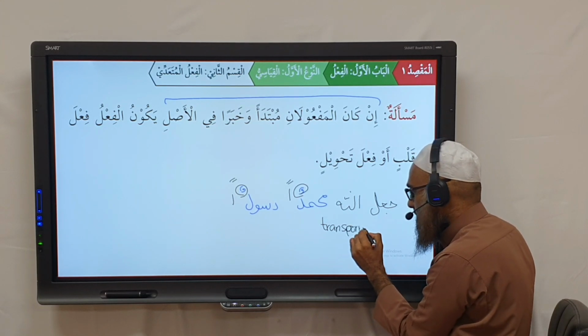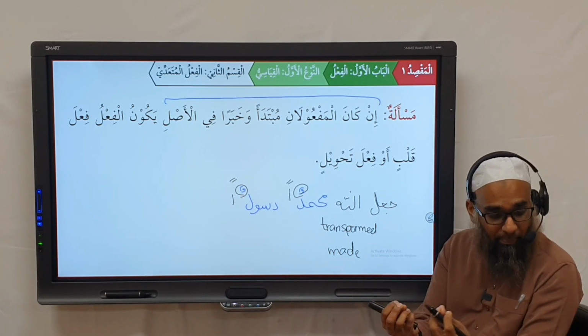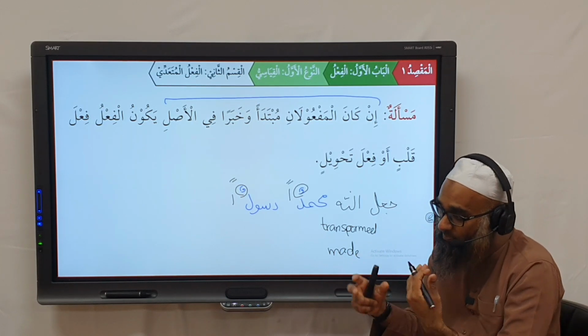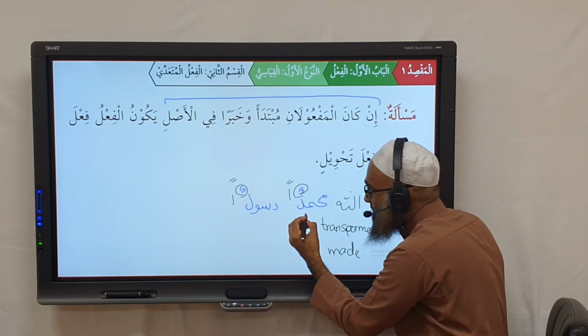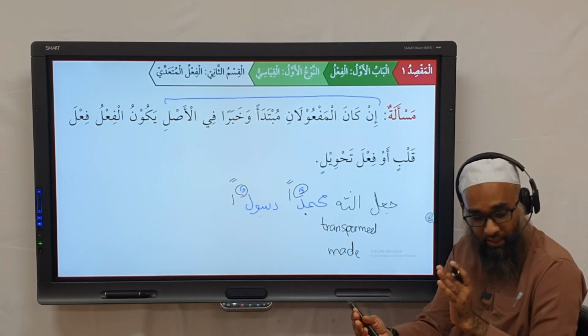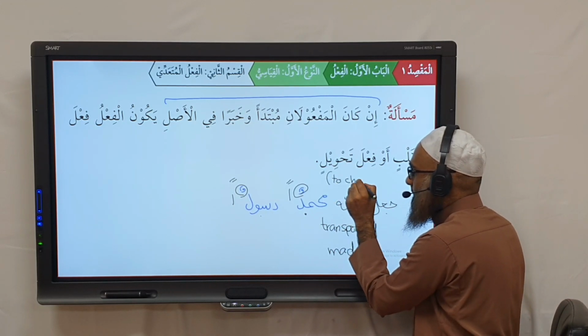Transformed. You can even say made, but here it doesn't mean made as in created or manufactured. It means make something into something else, in an abstract way. So Allah made Muhammad into a messenger. Tahweel, to change from one state to another.